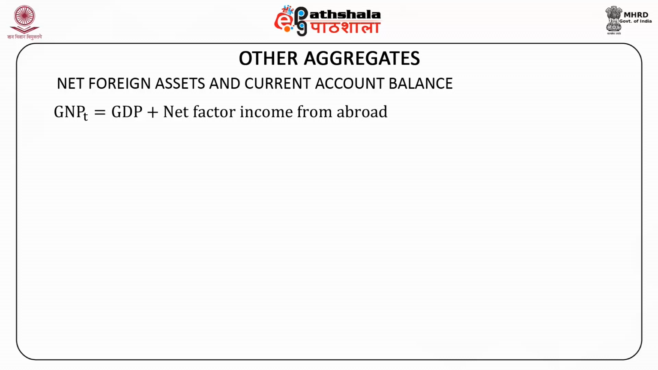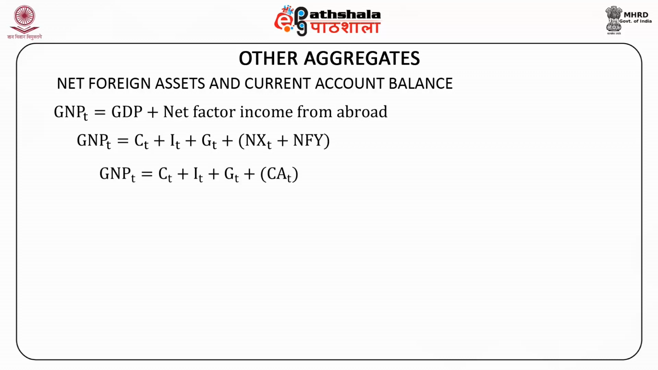Substituting the income expenditure identity in place of GDP, we get GNP is equal to C plus I plus G plus NX plus NFI, and GNP is equal to C plus I plus G plus CA, where CA is the current account balance.